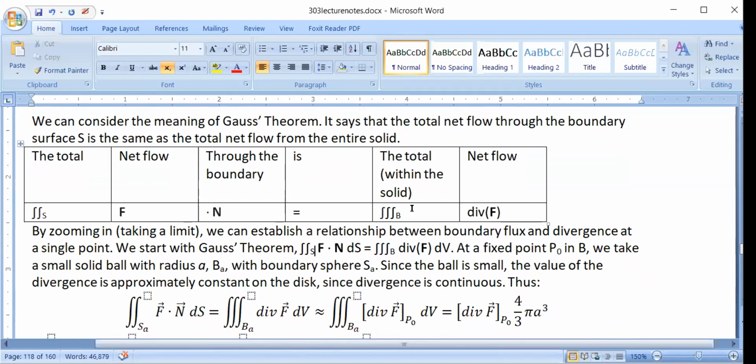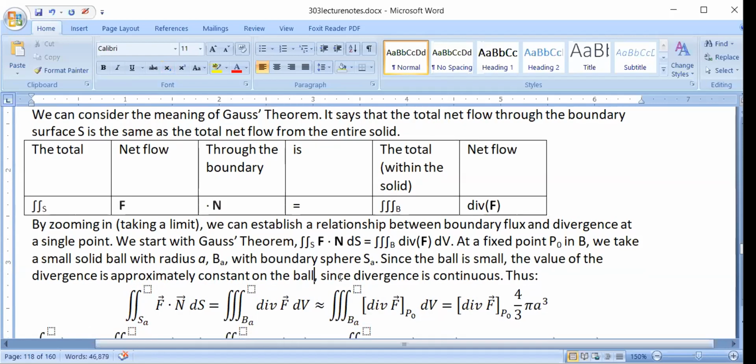So now let's shrink down. So imagine taking a small solid ball, so a solid sphere, with a radius a. So I'm going to call that B sub a. And the boundary of that is a small sphere. So that's a surface, so I'll call it S sub a. So now these things are really small, so I'm going to imagine that the value of the divergence is approximately constant on the ball. So this divergence is continuous. So what do we have?